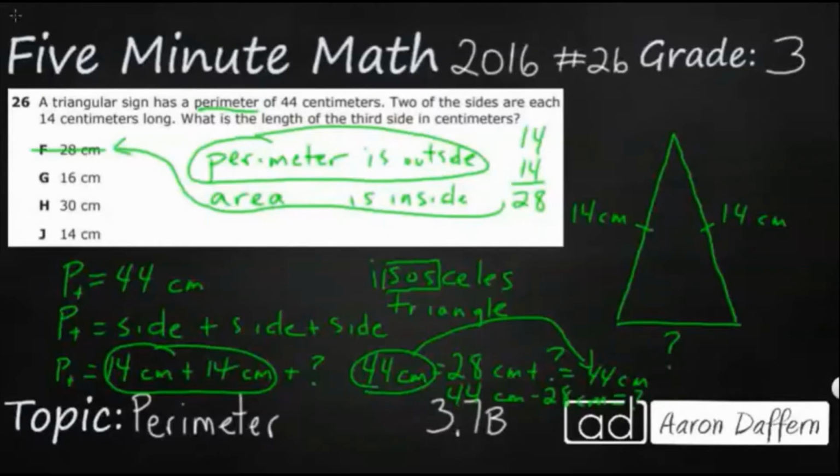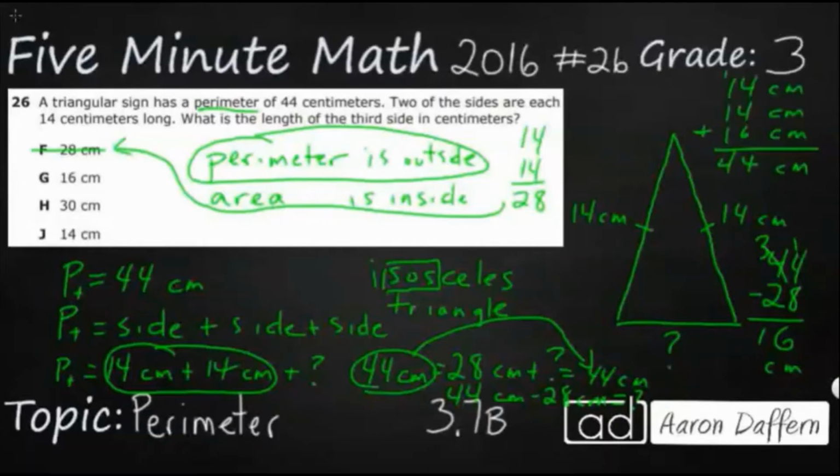So let's see what that is. 44 minus 28. Let's see. That is going to be 16. So it looks like our answer is going to be 16 centimeters. So just double checking here, we add it all up and it does make 44 centimeters, which is what the perimeter was. So our answer is going to be G, 16.